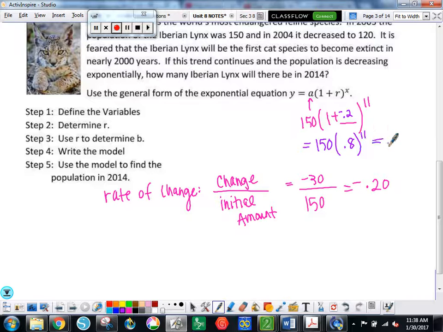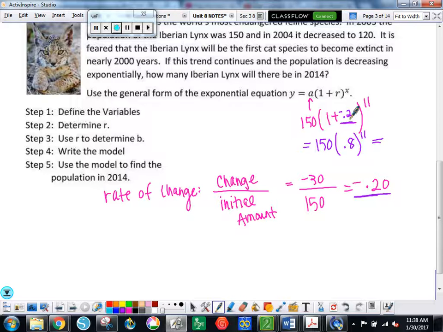How many Iberian lynx will there be in 2014? Why 0.8? Are you okay that the change is negative 0.2, and when you plug that into the 1 plus R? Now, if you go back to the very beginning of the lesson, we said anytime this number is less than 1, it's a decay, right? We expect this to go down. Can somebody plug that in?